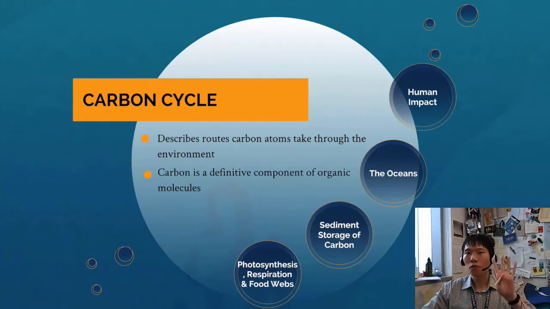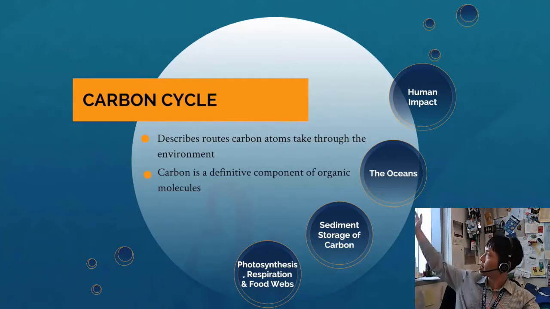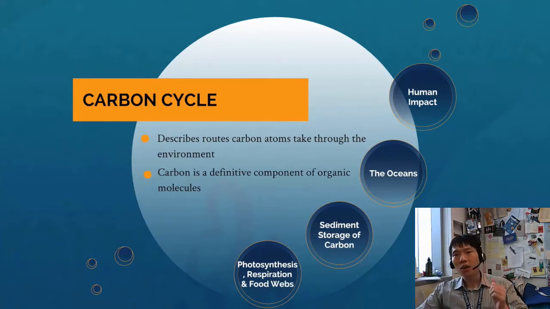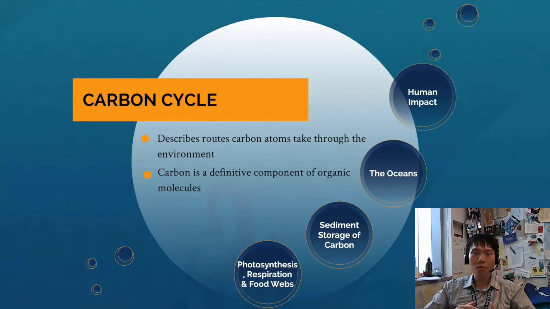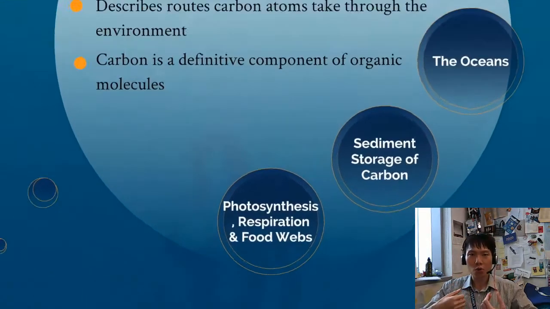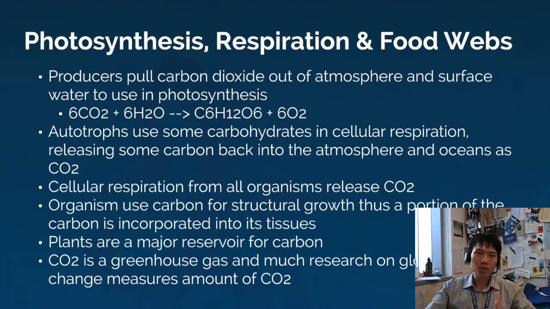We'll be going through four parts in this carbon cycle. Number one, photosynthesis. Look at the sunlight here. We talk about respiration and the food web to give us energy and grow. Number two, the sediment storage of carbon, where carbon is stored, which is more than meets the eye. Number three, the oceans: how does the ocean trap carbon? And number four, the human impact on the carbon cycle. You realize that humans always come into play in the element cycles.